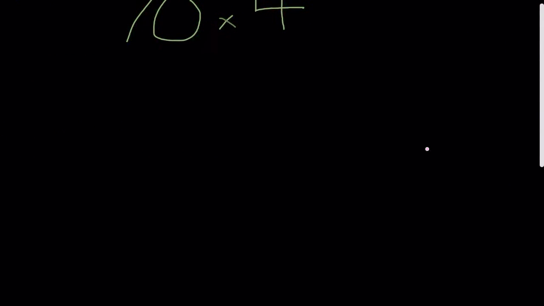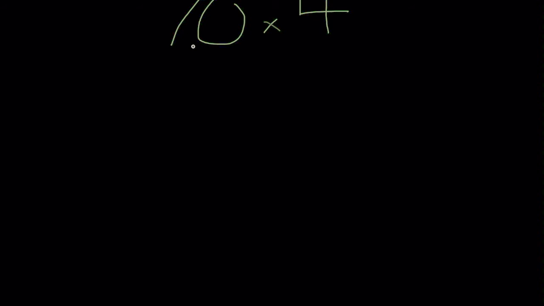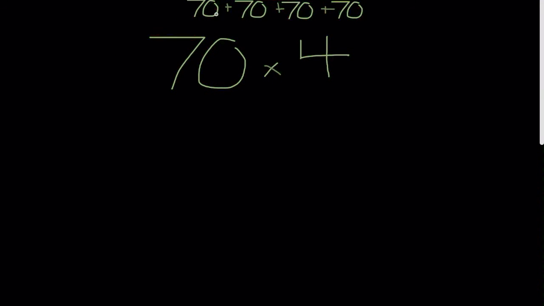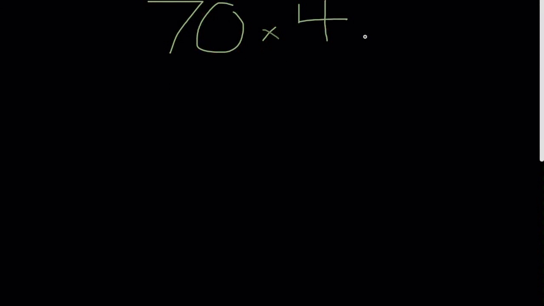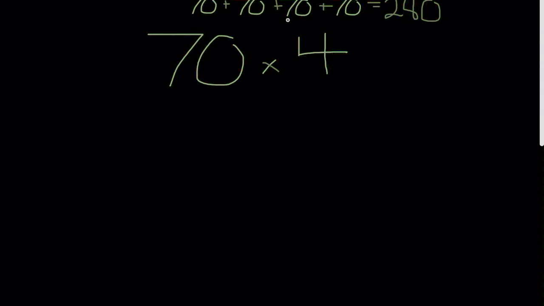So next up, we have 70 times 4. We could use repeated addition again. 70 times 4 is equal to 70 plus 70 plus 70 plus 70, which is also equal to 280. You don't have to do this mentally. You can always just write it out on a piece of paper and then do it. So we know that 70 plus 70 plus 70 plus 70 is equal to 280.